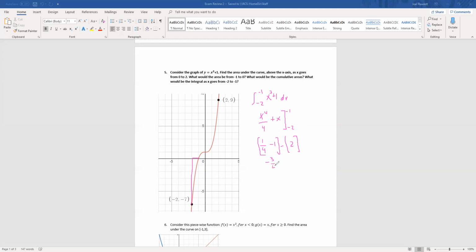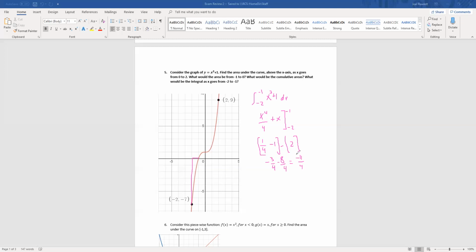And then I have to subtract 2. And 2 is 8/4. So it looks to me like -11/4. Okay.